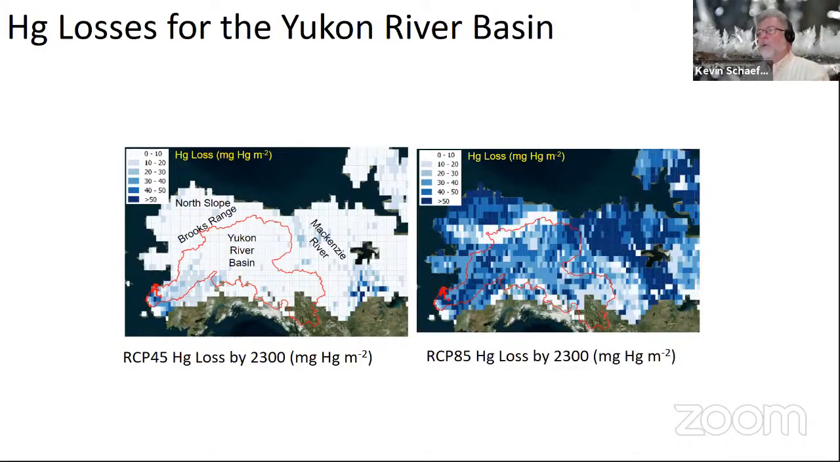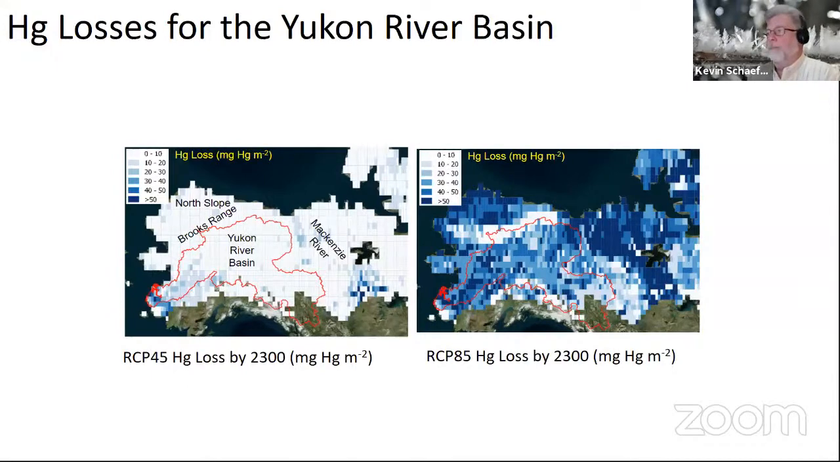You go to the RCP 8.5 scenario. This is the unconstrained burning of fossil fuel scenario. And you see widespread releases of mercury, or losses of mercury. And this is due to the fact that under this scenario, you have widespread, broad-based thawing of the permafrost, followed by the widespread decay of the organic material that was frozen. And so you get a lot of releases here.